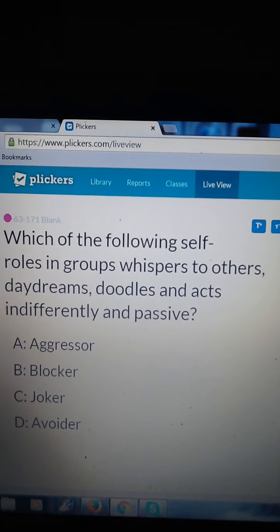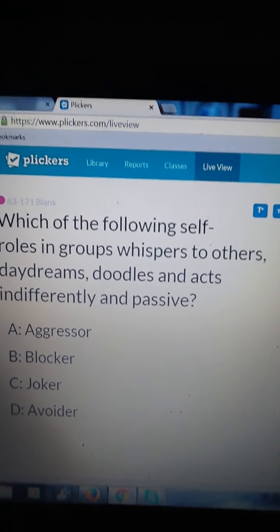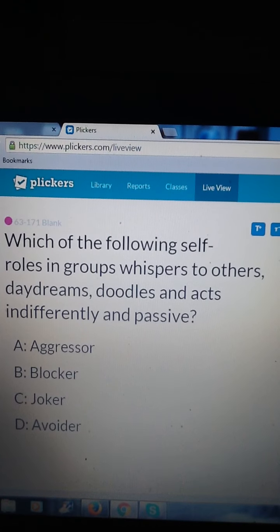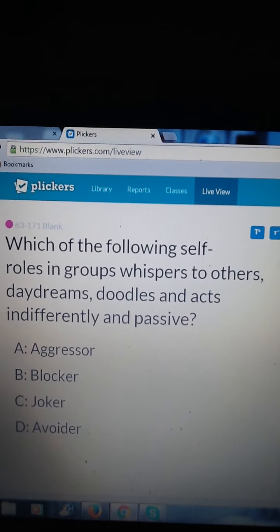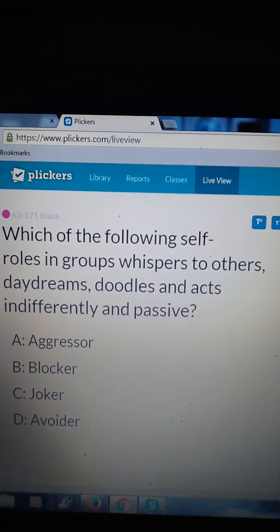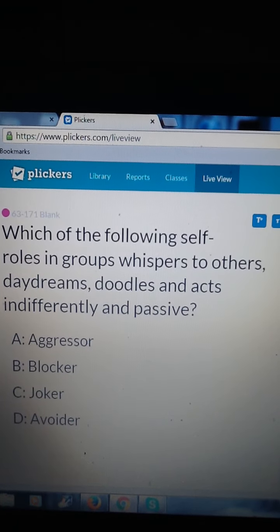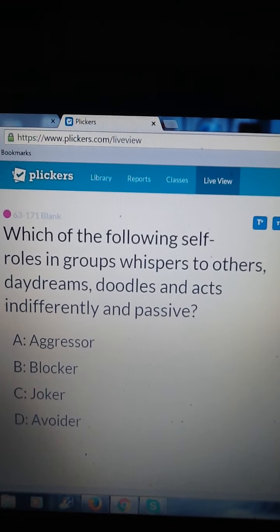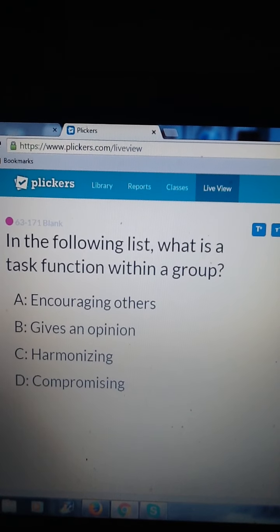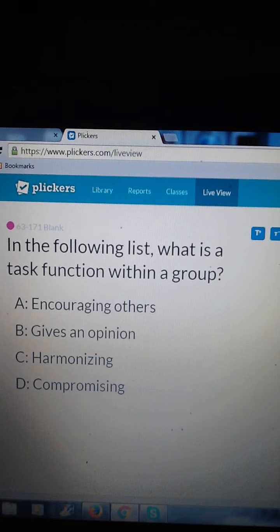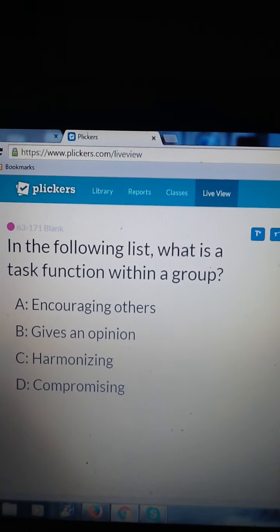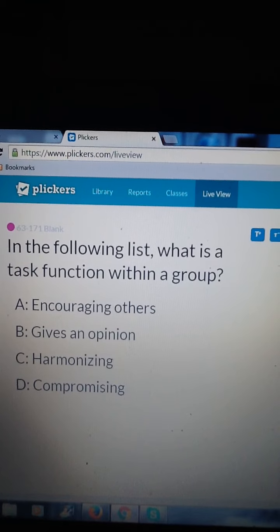Moving on to the next week's lectures in week 6, and this is group process. Which of the following self-roles in groups whispers to others, daydreams, doodles, and acts indifferent and passive? The answer here is D, the avoider. In the following list, what is a task function within a group? Is it encouraging others, gives an opinion, harmonizing, or compromising? This is task versus maintenance functions within a group. And the answer is B, gives an opinion.